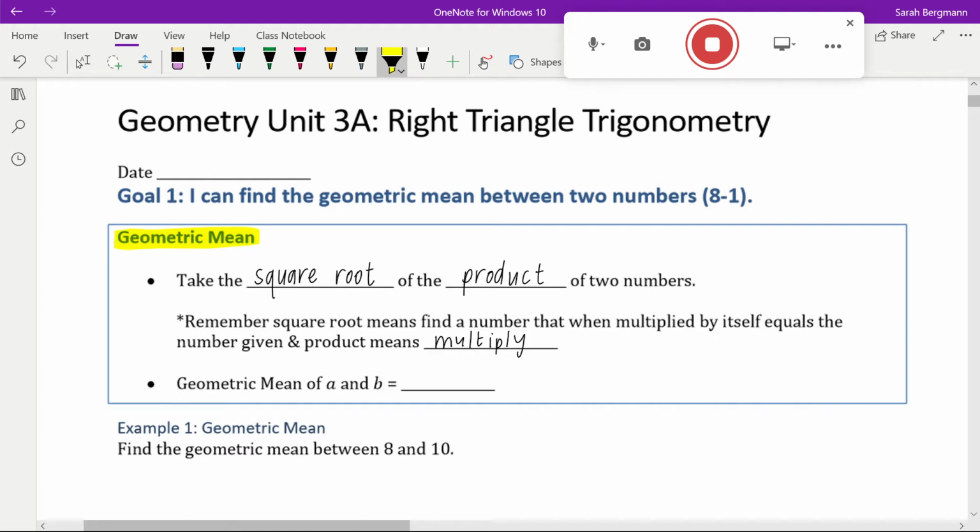Remember, square root means to find a number that when multiplied by itself equals the number given. So remember, square root of 25, for example, means find a number that when you multiply it by itself equals 25. So I know that 5 times 5 equals 25. So the square root of 25 is 5. Also, product means multiply, in case you forgot. So for example, the geometric mean of A and B, the formula is square root of A times B.